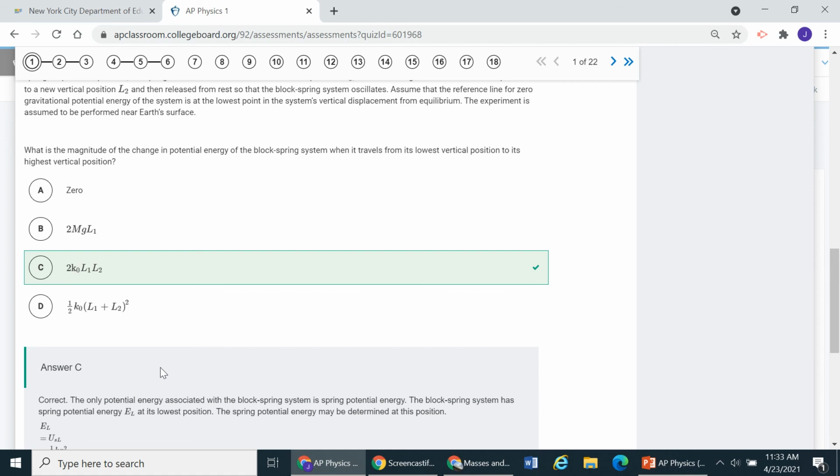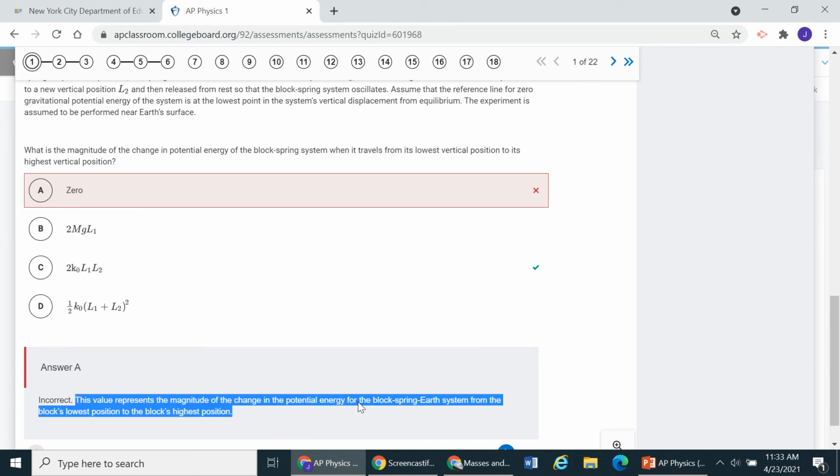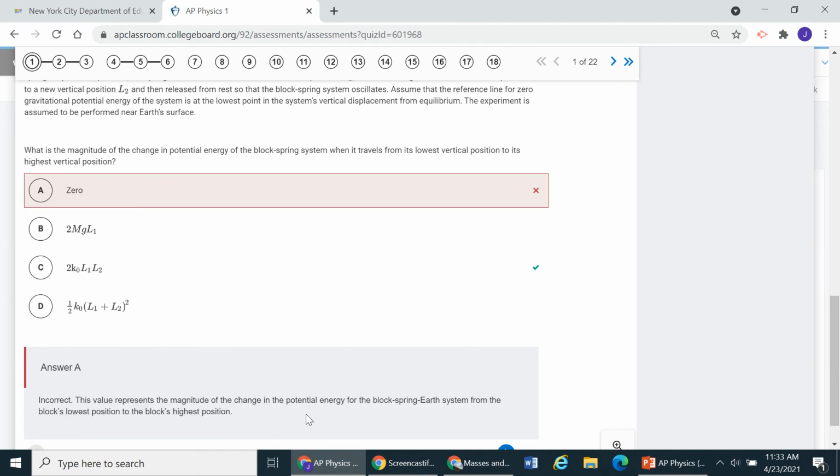The spring is going from the most stretch to less stretch. It's not going to be 0. Now, as it turns out, 0 is the overall change. Whatever amount of elastic potential energy it loses, it gains gravitational potential energy. And as it turns out, it's the exact same amount. But it's not going to be 0 because there's no gravitational potential energy considered for this system.